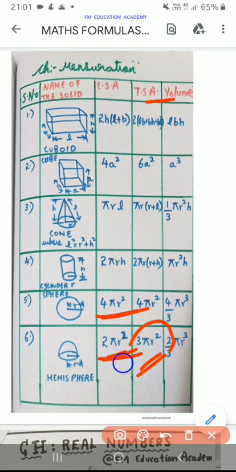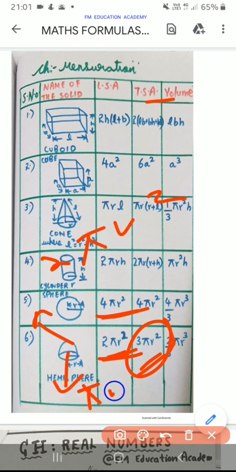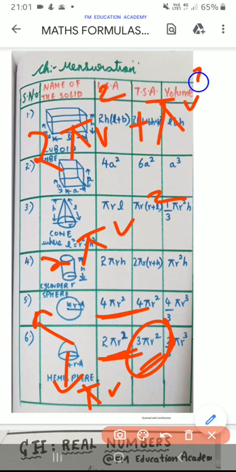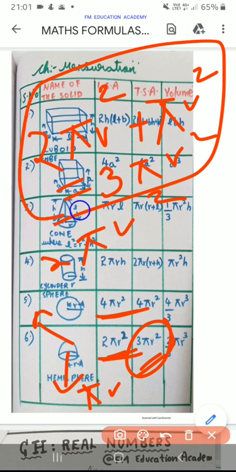Why is it 3 pi R square? Because the CSA of hemisphere is 2 pi R square and the area of the base is pi R square. So 2 pi R square plus pi R square will give me the total surface area of hemisphere. What is 2 pi R square plus pi R square? 2 plus 1 is 3. So the total surface area of hemisphere is 3 pi R square. That is how you got TSA of hemisphere as 3 pi R square.